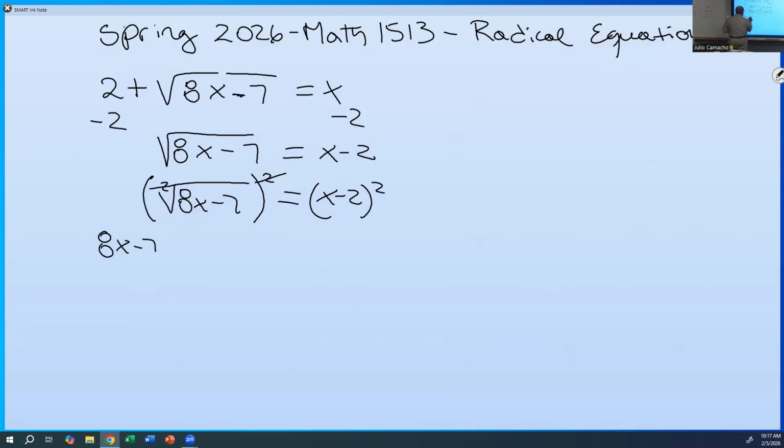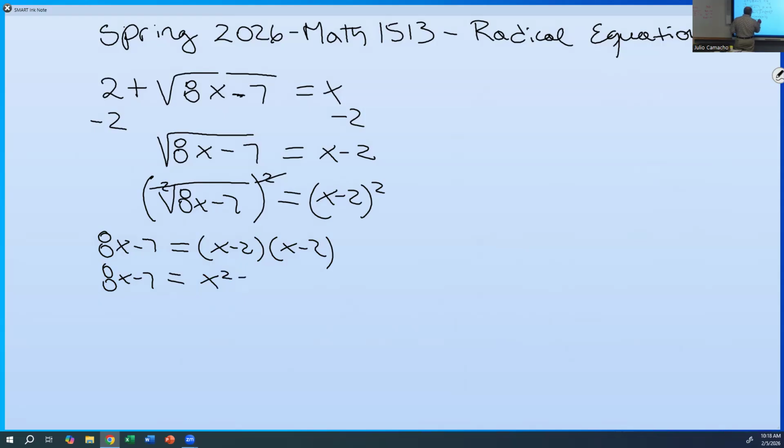8x minus 7 is equal to... and how do you do x minus 2 times x minus 2? So you have here 8x minus 7 is equal to x squared. And if you need an explanation of what I'm doing, please stop me.